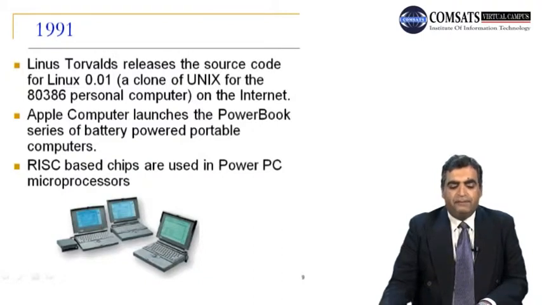In 1991, Linus Torvalds releases the source code for Linux 0.01, which is basically a clone of Unix for the 80386 personal computer, on the internet. So Linux becomes an open source operating system. Open source means that the author writes the code and distributes it freely on the internet, so other people can also modify and use the operating system for their own benefit.